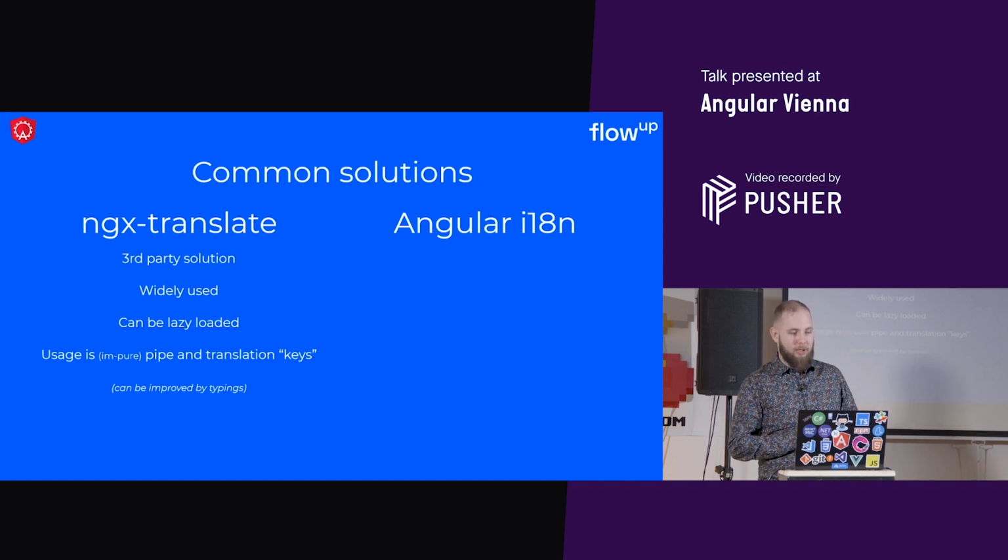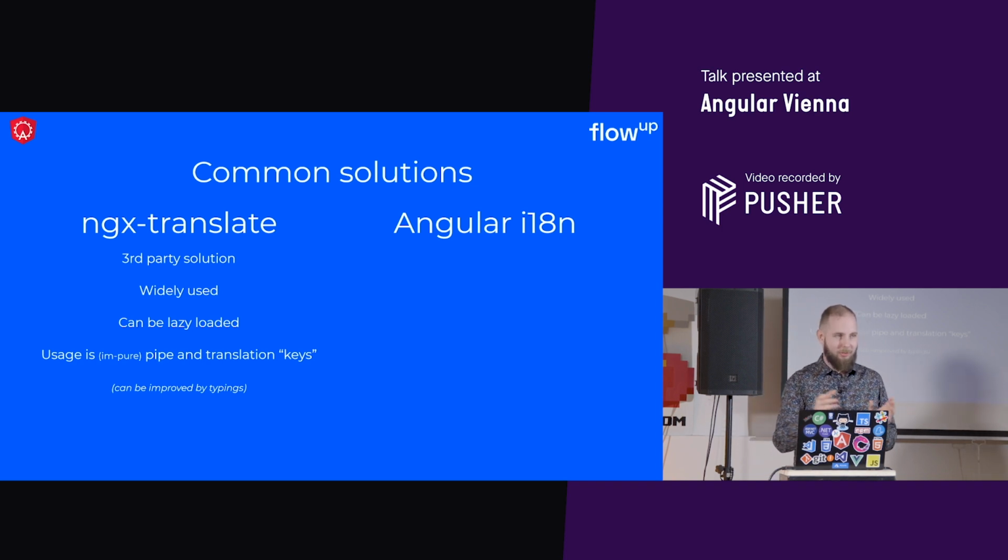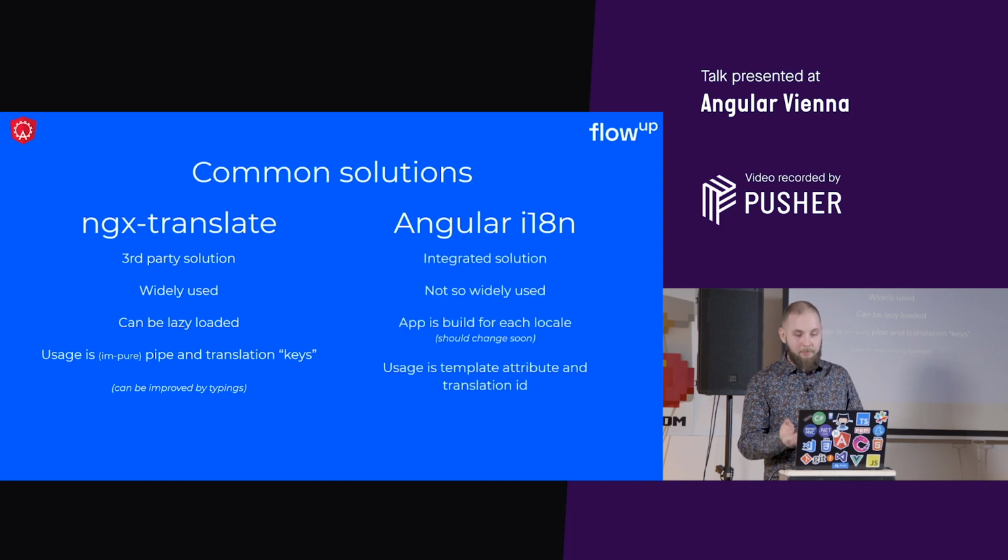So that's the thing that you will actually use. And it can be improved by typings, but usually people don't do that. So you end up with a lot of errors, a lot of unmaintainable code, because the keys are just strings, and you don't really know where they point, and you find out where it doesn't work in production. So that's not really good.